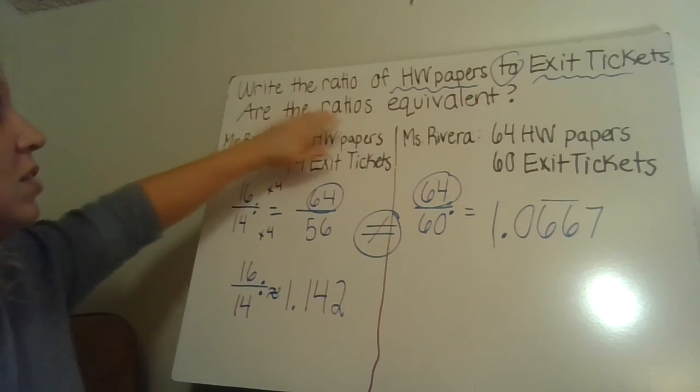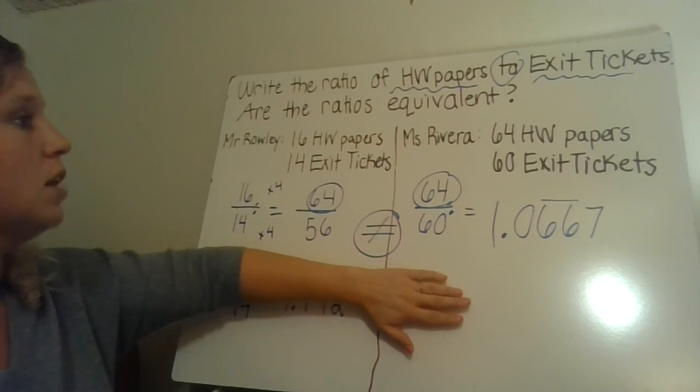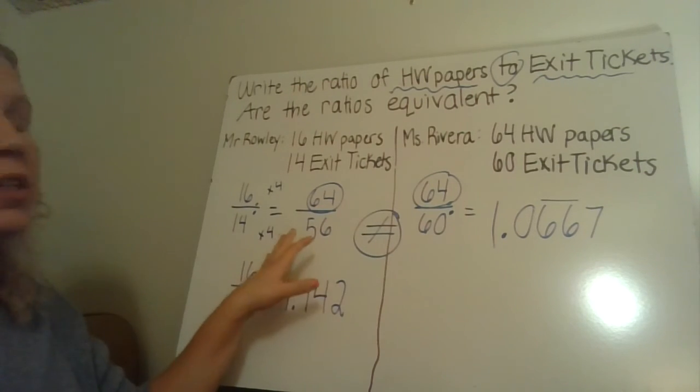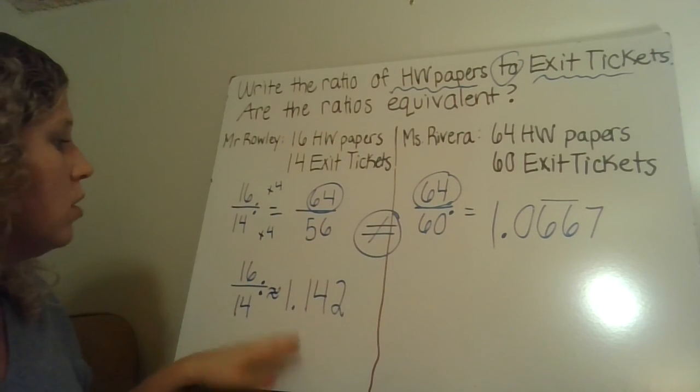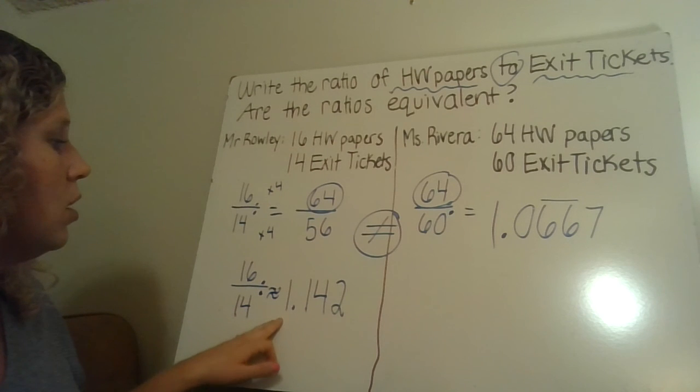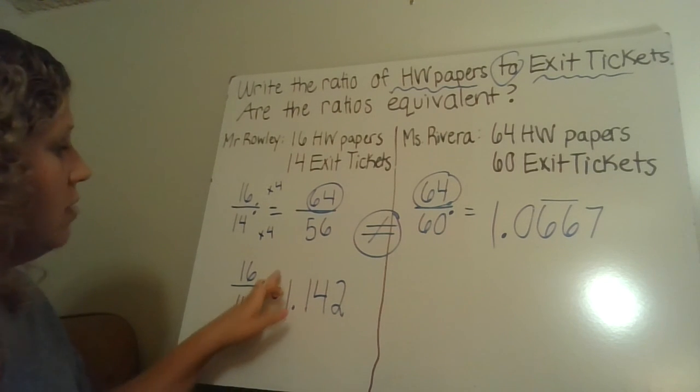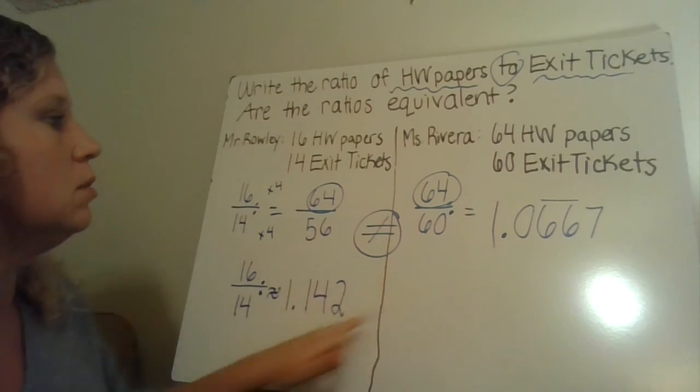But the question was, are the ratios equivalent? And if you just would have done this top part, you can see that they're not equivalent because their fractions are not the same. Or you can look at the value of their ratio when you divide numerator by denominator and see that these numbers are not the same.